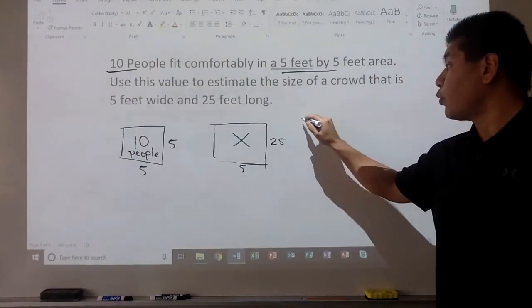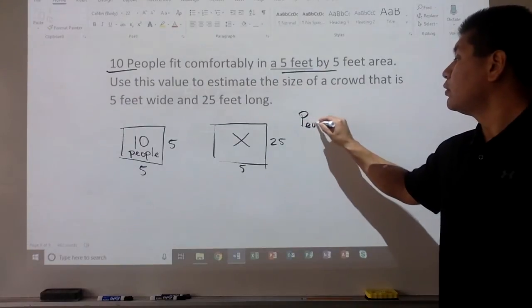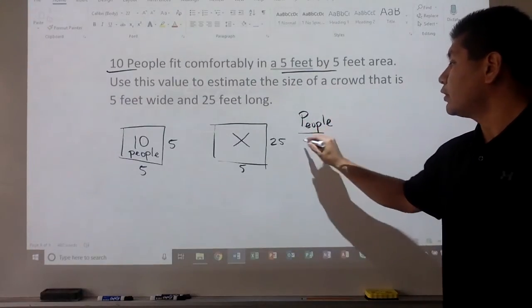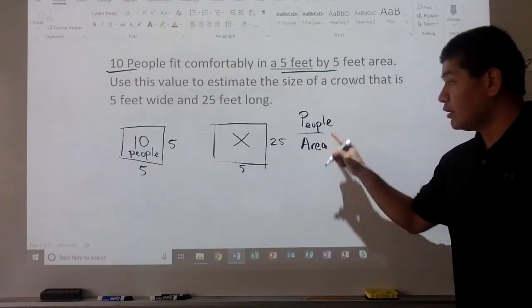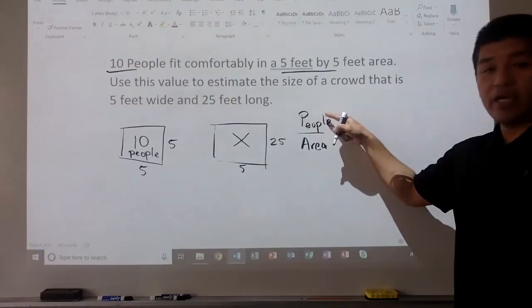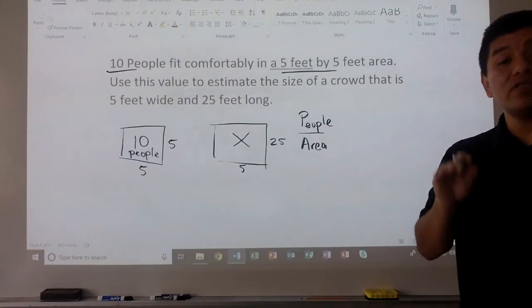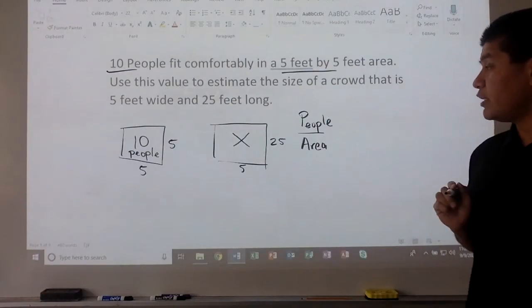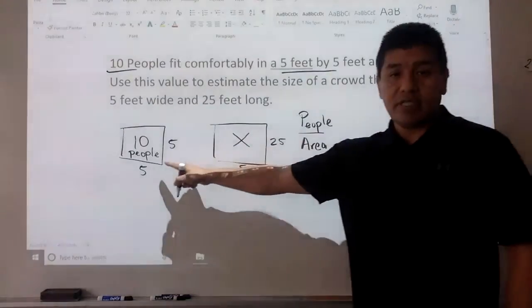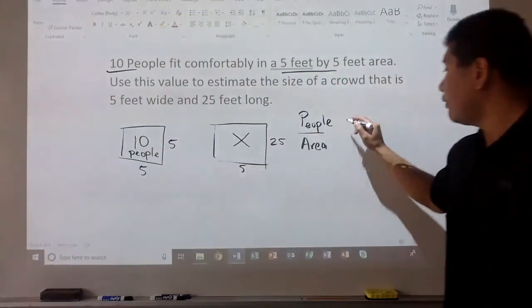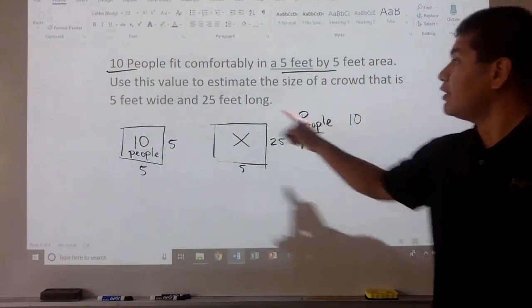I'm just going to set up a proportion. People over area. Which means even I can do area over people. It doesn't matter as long as you keep them straight. Whatever information I have, do them on the same thing. People in my first shape, I know how many people I have. Not only that, but it's the first thing I see here.